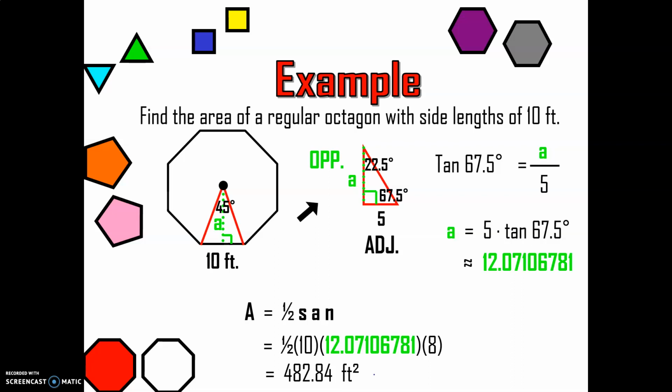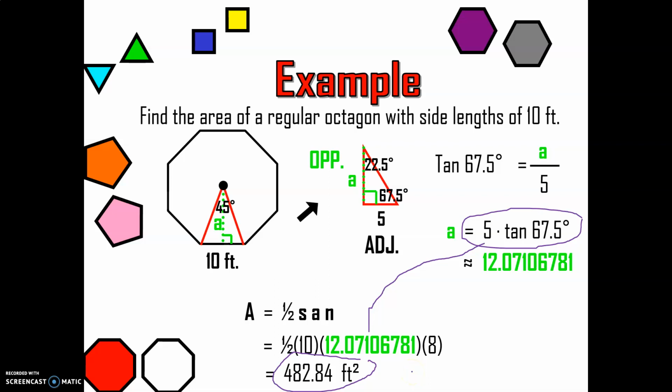All right, so if you get tired of writing the number over again, what you could do is replace the apothem with this. So you could write 10 times 5 times tangent 67.5 times 8, and then just divide everything by 2, and you'll get the same answer. That way you don't have to repeat this, or you can use the answer key on your calculator just to store this, and you can write everything else out, and then this will just be replaced by answer. However way you choose to do it, you should get 482.84.